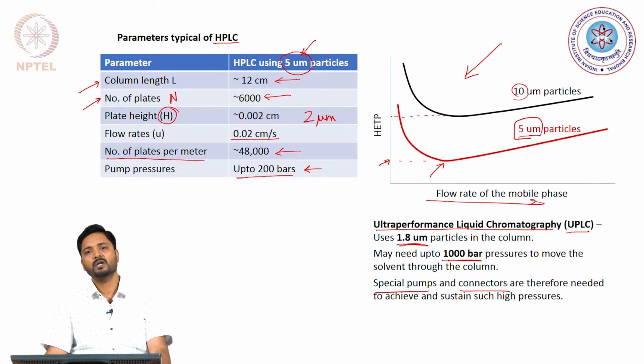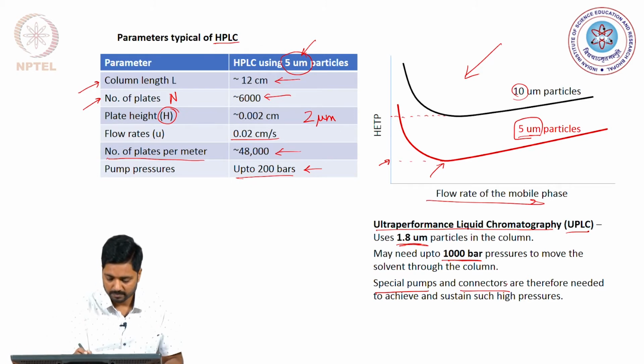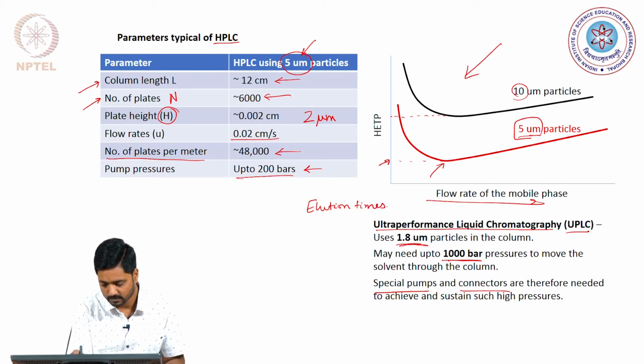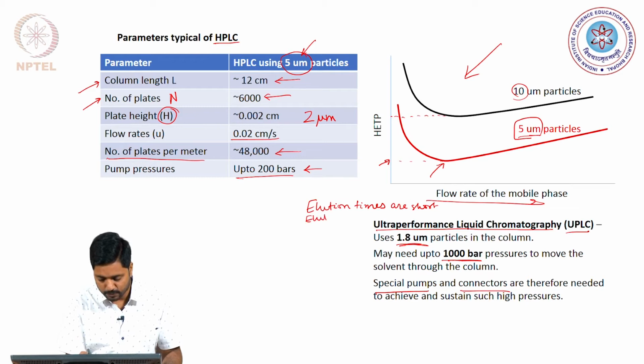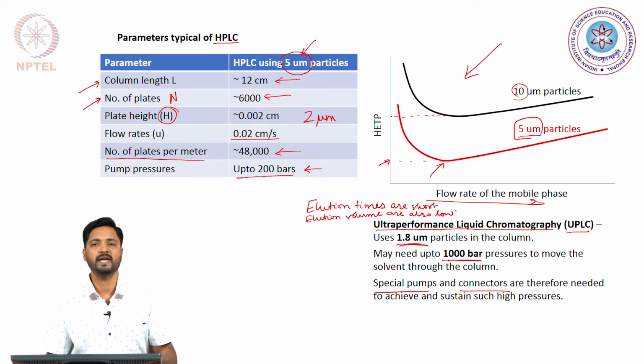Now, of course, an advantage with regards to the UPLC is that the elution times are very short, and another consequent advantage is the elution volume, which is also low. So, we can achieve the same separation or elution of our analytes in much shorter time periods.